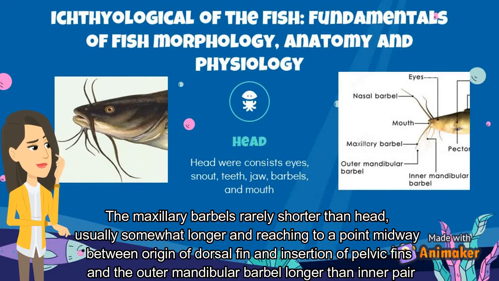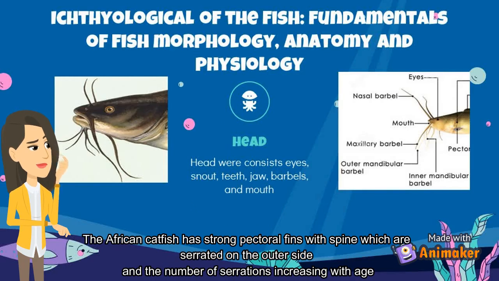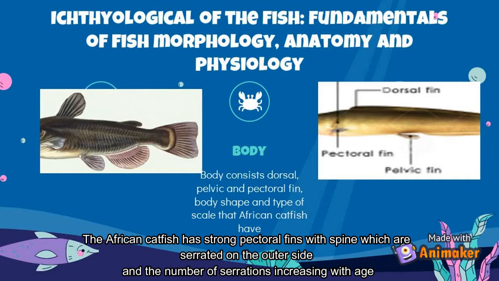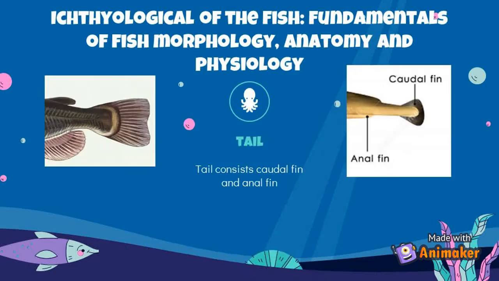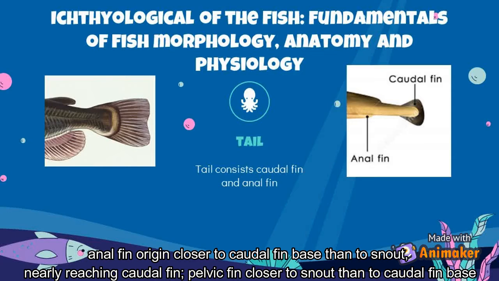The maxillary barbel is rarely shorter than the head, usually somewhat longer and reaching to the point midway between the origin of the dorsal fin and the insertion of the pelvic fin, and the outer mandibular barbel is longer than the inner pair. The African catfish has strong pectoral fins with spines which are serrated on the outer side, and the number of serrations increases with age. Anal fin origin is closer to the caudal fin base than the snout, nearly reaching the caudal fin. Pelvic fin is closer to the snout than the caudal fin base.